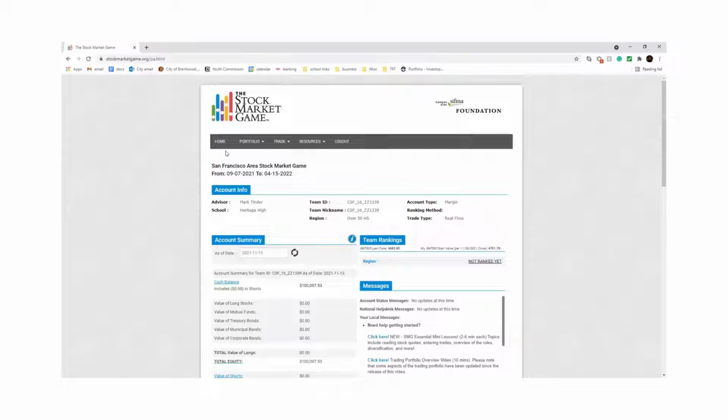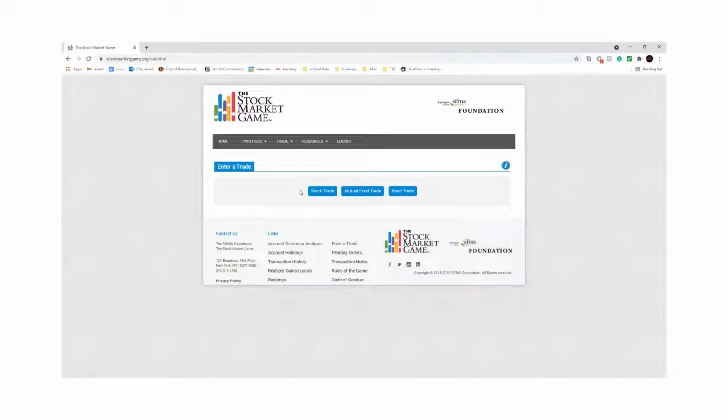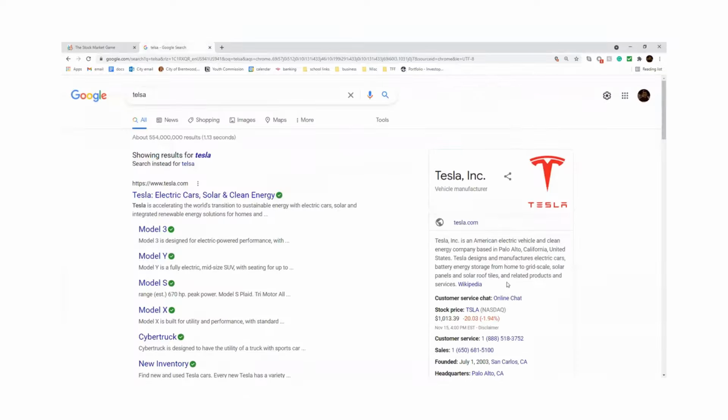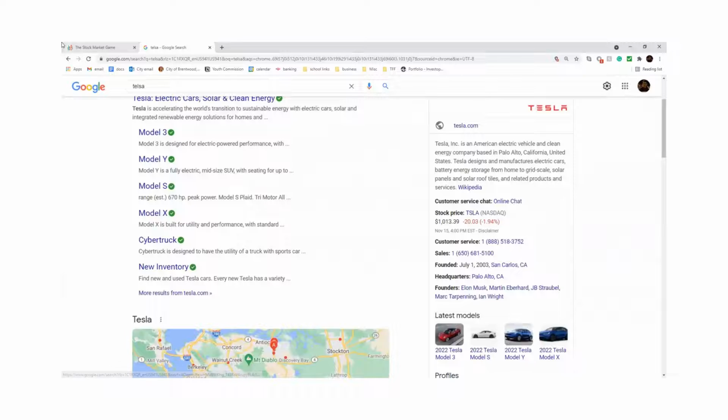To execute your first trade, you'll go to the trade icon, and you'll hit enter a trade. Let's say I wanted to buy some Tesla stock. So you hit stock trade, and you'll hit buy. You'll type in Tesla. So I'm back now. I found out the ticker symbol for Tesla, which is right here, TSLA.